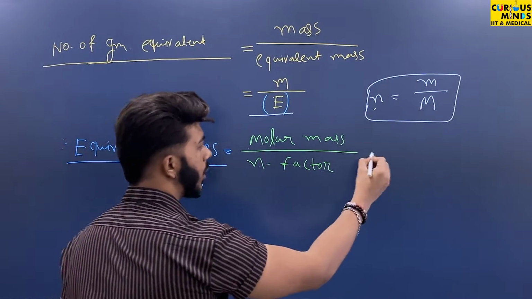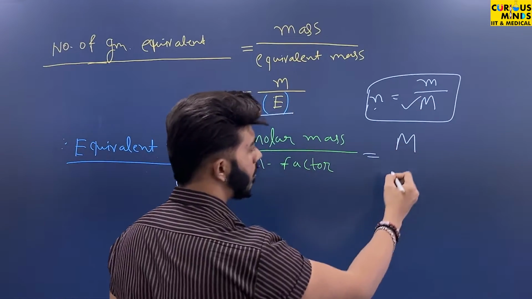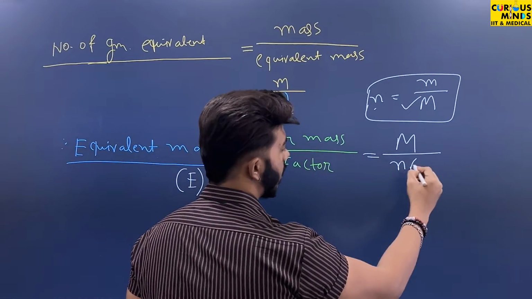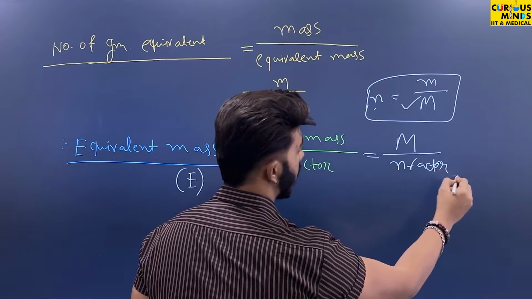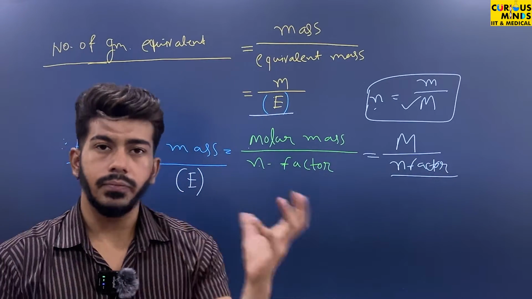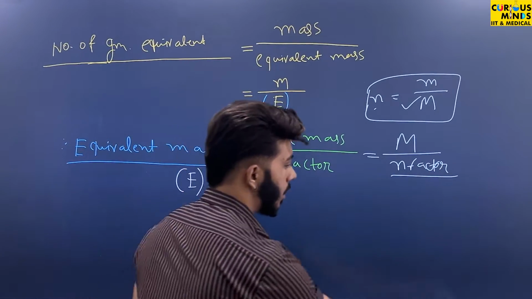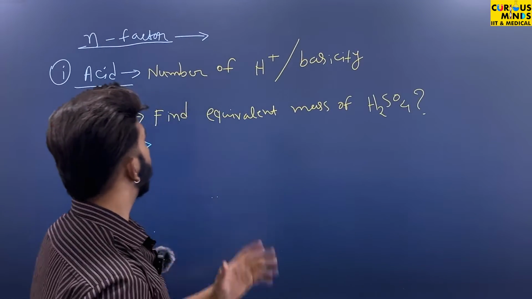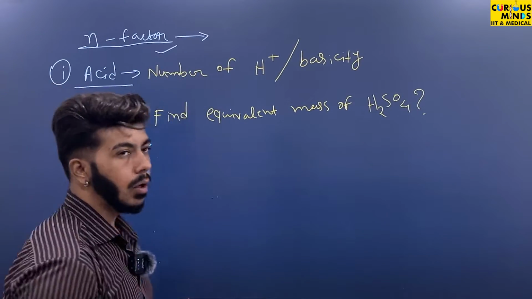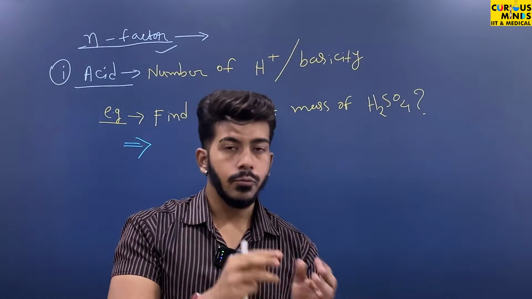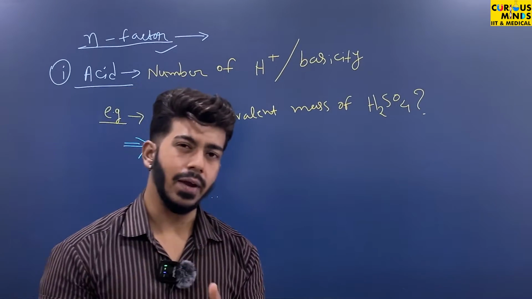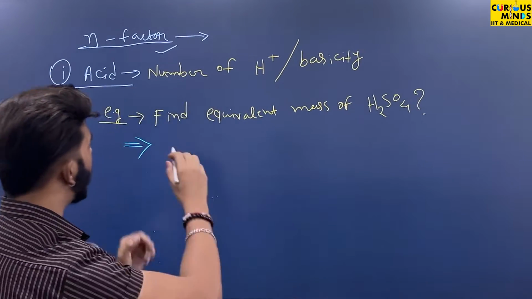What is molar mass? Molar mass is nothing but capital M. This one is molar mass by N factor. N factor is also called valency factor. For different substances, we have different N factors, right? So let's go to the next slide. Okay, so there is N factor. Now for acids, for bases, for salts, we have different types of N factors. How to solve that? So let's talk about the acid first.